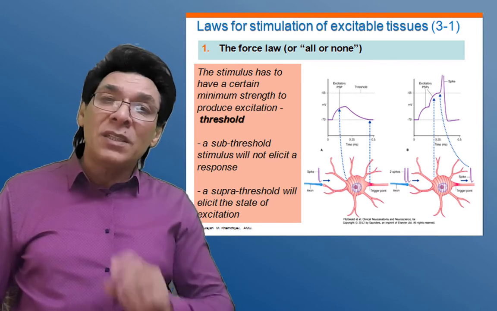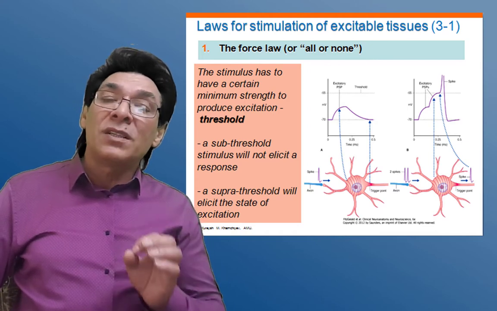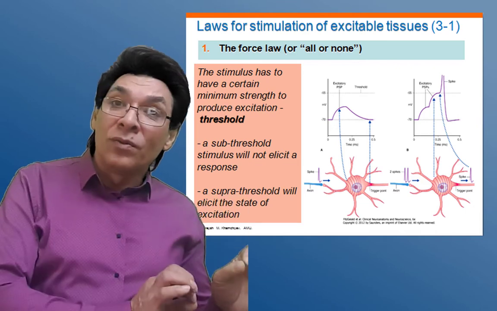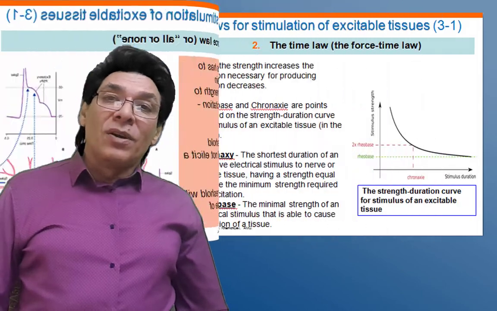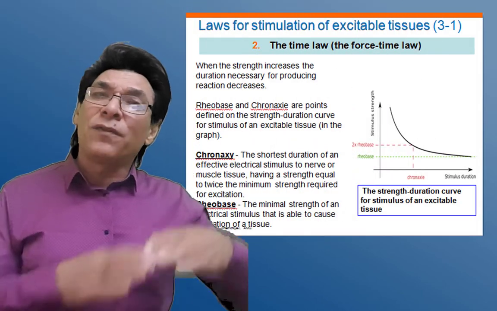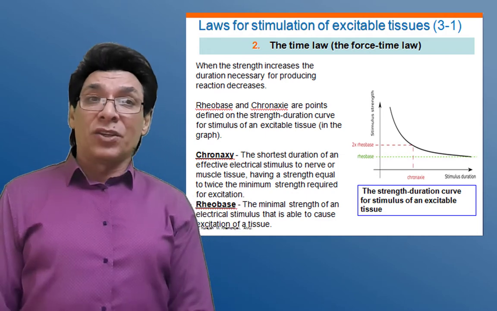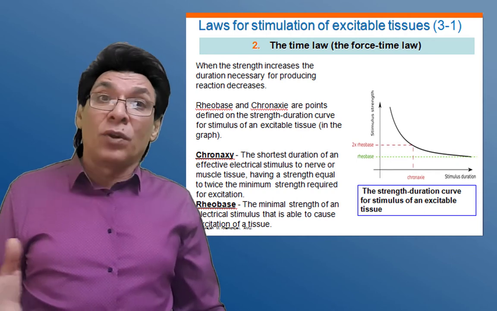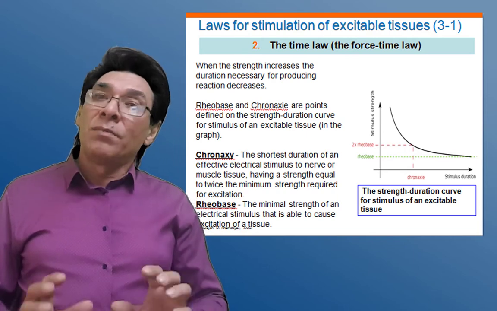This is the first law of excitable tissues. This is the force law, or law of all or none. First law. Second law is duration. The stimulus should last for some period of time in order to produce reaction. Sometimes there is a stimulus but it is not active for a long time. The time law, the force-time law.